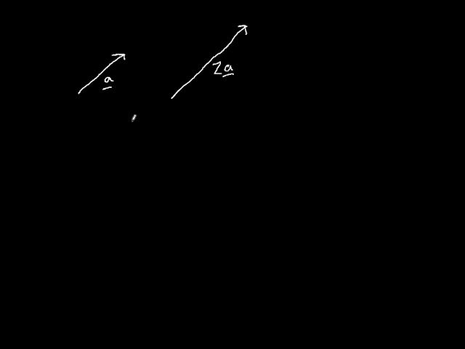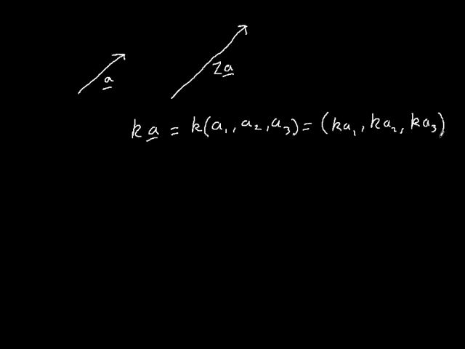So if k is my scalar, k is a number times a vector A. So that's k times A1, A2, and A3. That's the same as saying k times A1 in the first value, k times A2 in the second, and k times A3 in the third. Get it? Anyway, that's a terrible joke.